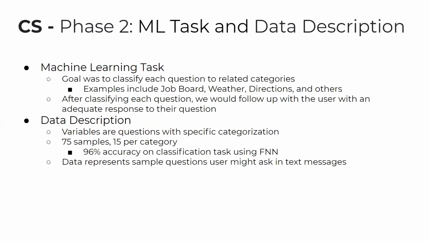For the data we used to teach our model, the sole feature of the data was a question, and the outcome of interest is the category the question belongs to. There's a total of 75 samples, 15 for each of the 5 categories, and each sample represents a question the user could possibly ask in a text message. And using a feed-forward neural network on our data, we were able to achieve 96% accuracy on classifying the question into the right category.